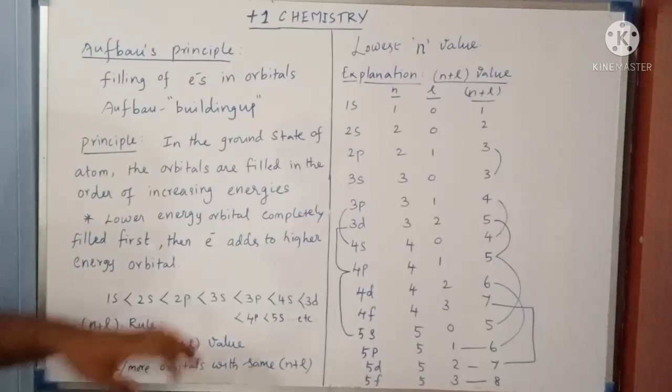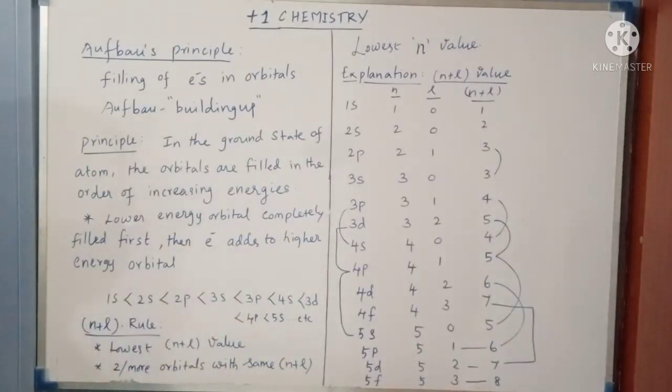Okay, right. Now to write this order of various orbitals, we have to follow a rule called the n plus l rule, the sum of the principal quantum number and the azimuthal quantum number. According to that rule, the orbital with the lowest n plus l value is filled with electrons first. There are two rules actually. The first rule says that while filling electrons in orbitals, first we have to fill the orbital whose n plus l value is lowest.